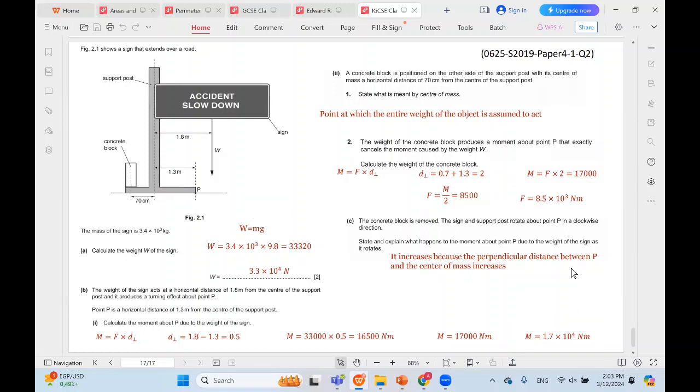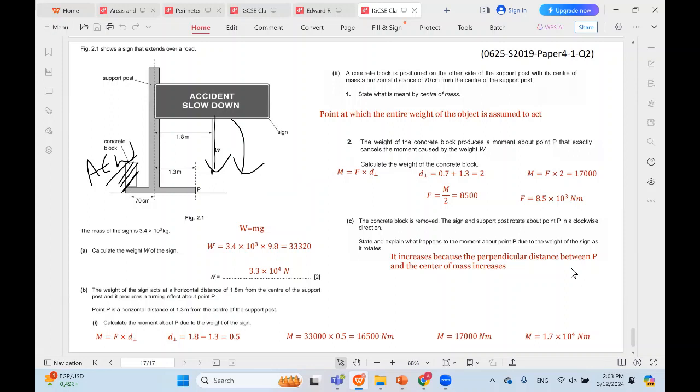The concrete block is removed. The sign and support post rotate about point P in a clockwise direction. And this makes sense, of course, because if we remove the concrete block, we no longer have the anti-clockwise moment produced by this block. So the post is going to move in the clockwise direction.